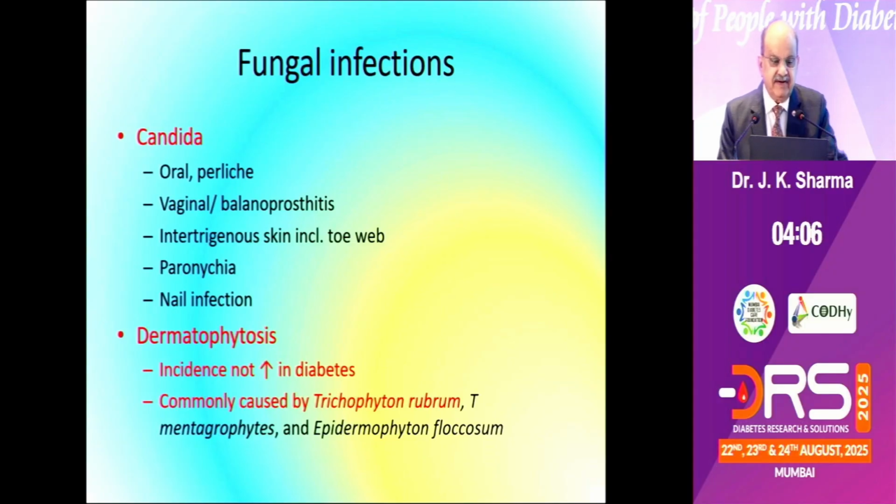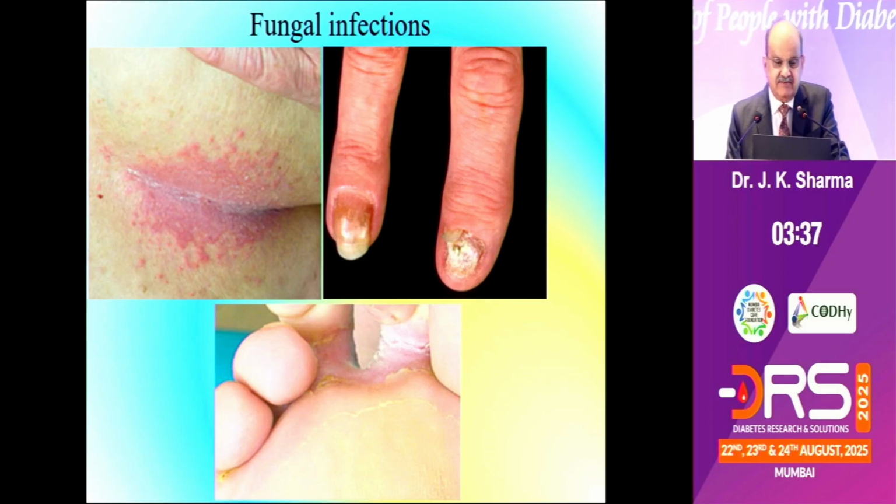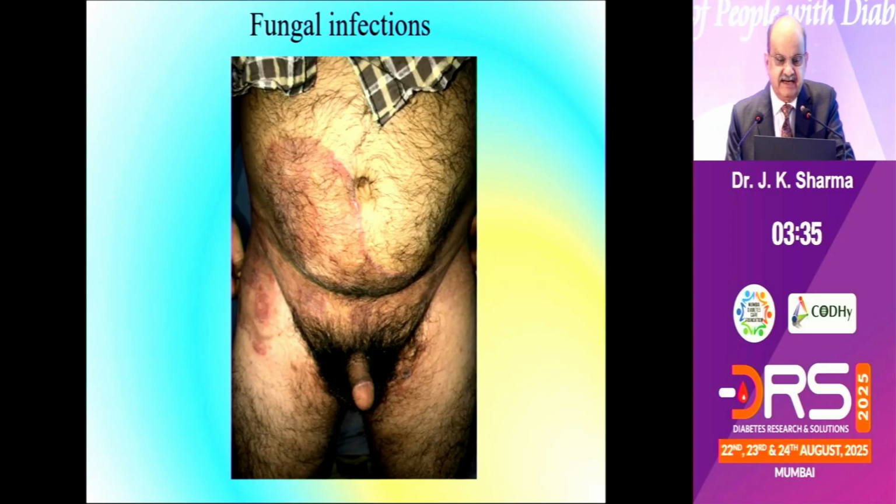Now fungal infections, again very, very common: oral or perlèche, vaginal, balanoposthitis, intertriginous skin including toe web, paronychia, nail infection, and the dermatophytosis, like incidence not increased in diabetes, commonly caused by Trichophyton rubrum. And look at the picture, these are the fungal infections. Very commonly a patient comes and tells, look doctor, what has happened to me? These are again the fungal infections. And look at this, fungal infection.